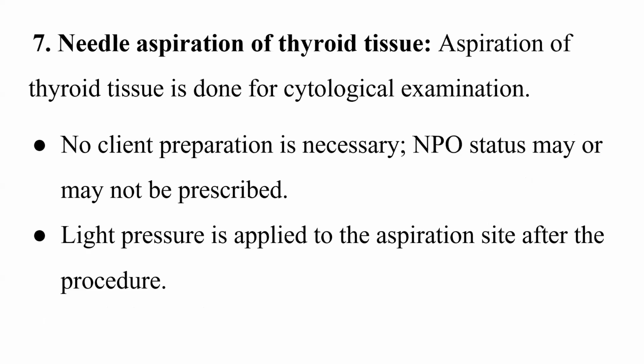So you also want to do needle aspiration of thyroid tissue. So far we've been discussing the majority of thyroid-involved tests, because the thyroid is one of the most relevant endocrine glands compared to the others. Aspiration of thyroid tissue is done for cytological examination. This cytology simply implies examination for cancer. This is done when the primary healthcare provider suspects that this client is likely having CA, that's cancer.